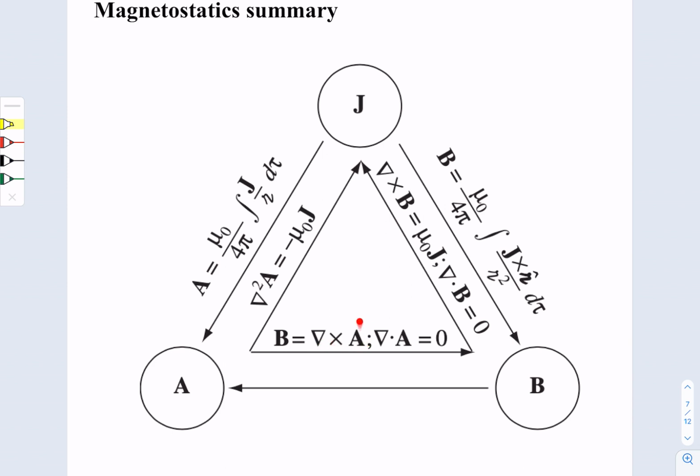So del cross A must be B, and because we are in the Coulomb gauge, the del dot A equals 0. So you have to be clear that in the magnetostatics, the expressions are simple because we are working in the Coulomb gauge. Without the Coulomb gauge, this expression might be slightly more complicated.